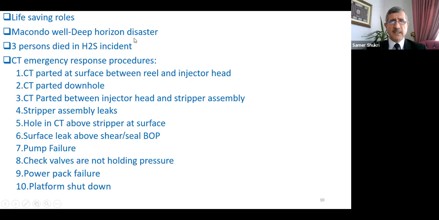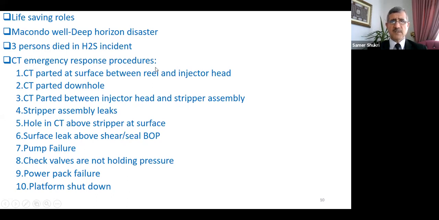We can have a quick look at the Macondo well, Deepwater Horizon disaster. This is the worst case scenario that happened in the world for spilling of oil to the surface, as 4.9 million barrels of oil escaped from the reservoir to the surface uncontrollably. We can discuss also the incident of the 3 persons who died in an H2S incident.